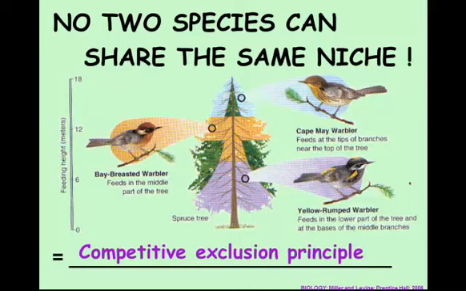And so the idea that no two species can share the same niche, be in the same place at the same time doing the same things, is called the competitive exclusion principle.